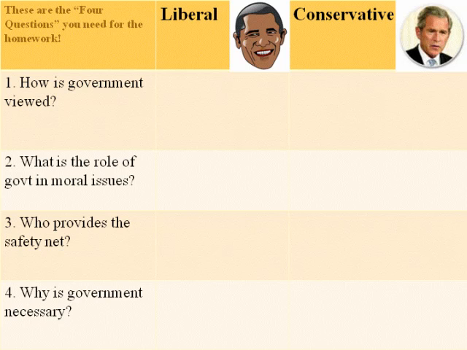So in the homework, I asked you about the 4 questions, and this is basically what I just covered. How is the government viewed? What is the role of government in moral issues? Who provides a safety net? And why is the government necessary? And looking at liberals and conservatives, what's the difference in the answer to the 4 questions? And of course, here's a picture of President Obama. He's obviously an example of a liberal, and then President Bush is a good example of a conservative. So that's how you're going to do your homework, is refer to these 4 questions.